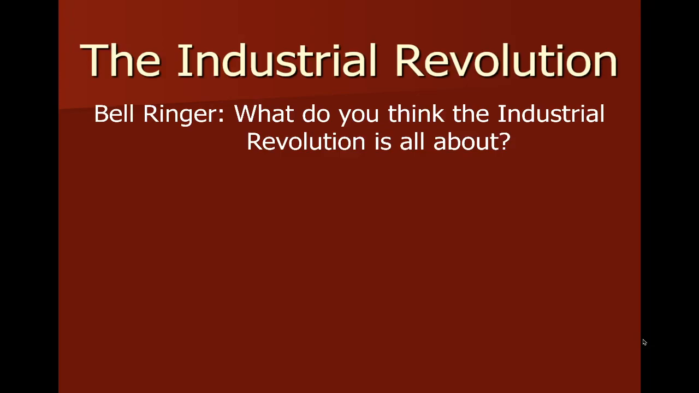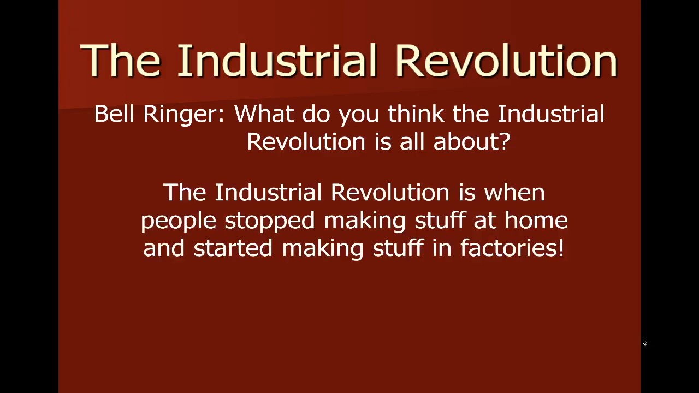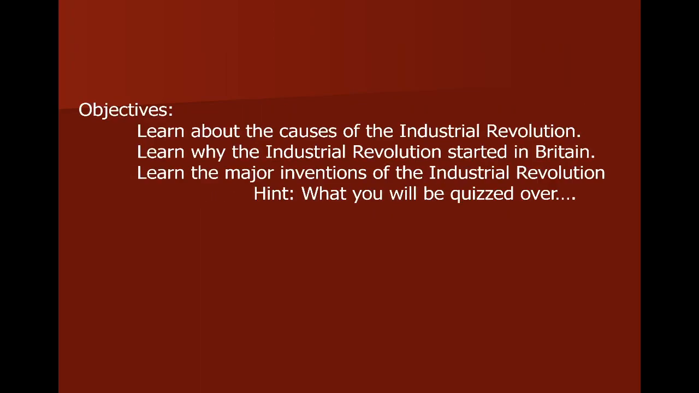Maybe afterwards I can put something on Google Classroom where you actually answer this. So what do you think the Industrial Revolution is all about? And just an easy outline and an easy way to look at this. The Industrial Revolution is when people stop making stuff at home and start making stuff in factories. Okay, so that's going to be a huge shift in the way the world is going to work. We're going to see where that starts, why it's impactful, and what that looks like long term, okay?